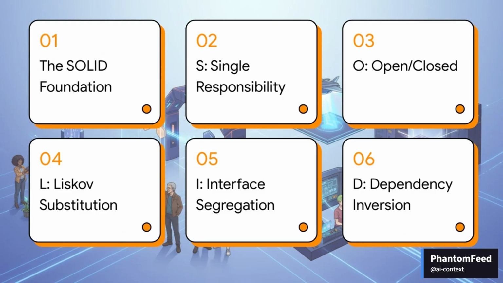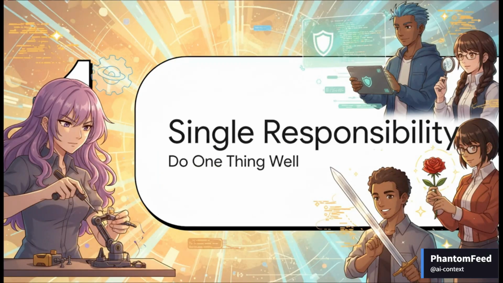All right, so here's the game plan. We're going to unpack this whole toolkit piece by piece. We'll start with the S for single responsibility, then O for open/closed, and we'll just work our way right through L, I, and D. Let's get to it. First up is S, the single responsibility principle.